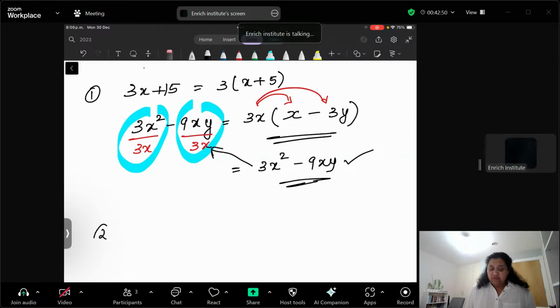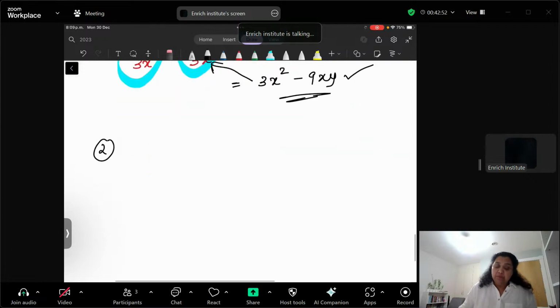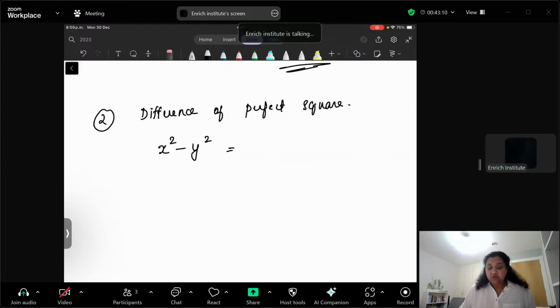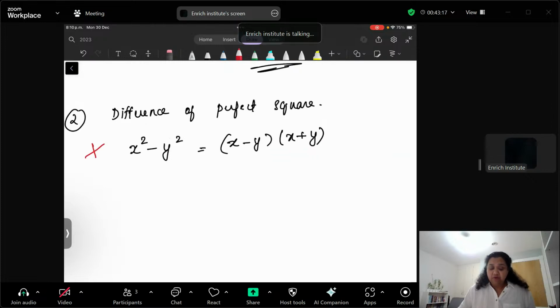Now the second type of factorization is called difference of perfect squares. That is when you have something like x² − y². There are two numbers with a square. Okay, that's called difference of perfect squares. What is the factorization for this? This is (x − y)(x + y). Please note that this is not in the formula book and you have to remember this. Okay, x² − y² is equal to (x − y)(x + y).